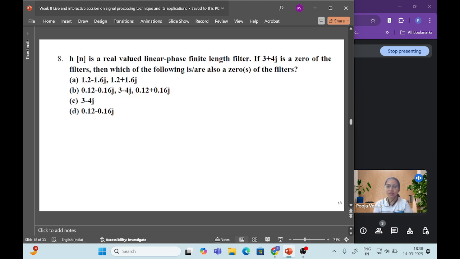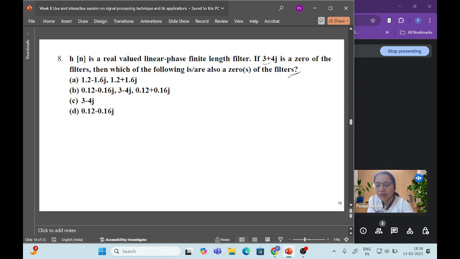Now the next question is, h of n is a real valued linear phase finite length filter. If 3 plus 4j is a zero of the filter, then which of the following are also zeros of that filter? So here one zero is given. So what are the other zeros of that filter?